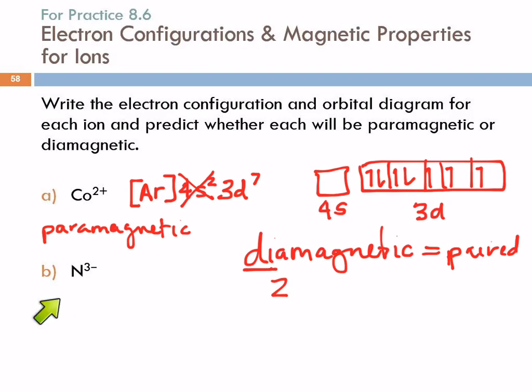How about the nitride ion? Well, they want us to write electron configurations. Nitrogen's small enough, let's just write the whole business. 1s2, 2s2, 2p3.